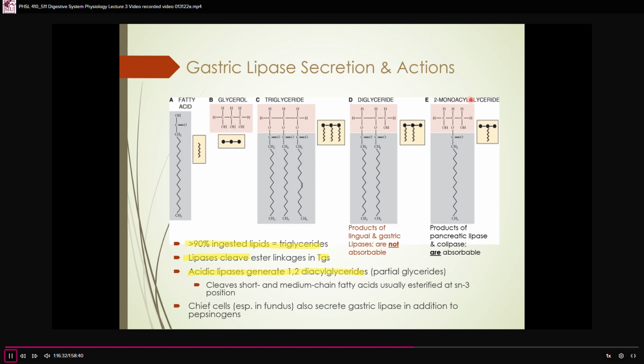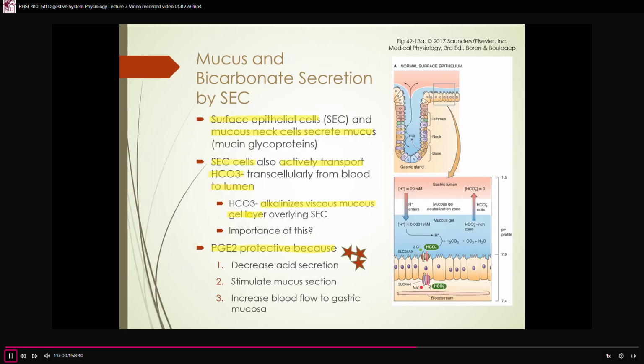single 2-monoglyceride. It can also take intact triglycerides and cleave at both of these linkages, and again still produce the same end product, 2 free fatty acids and a 2-monoglyceride. And those products are the absorbable end products of triglyceride digestion. So again, it's going to be chief cells in the fundus that are particularly important in leading to this sort of digestive enzymatic activity in the stomach.